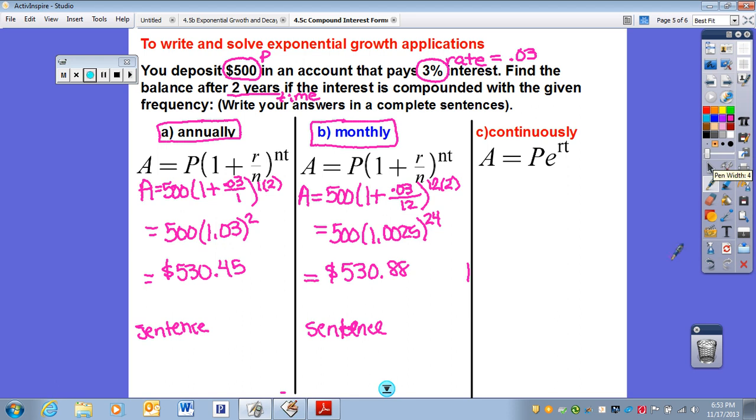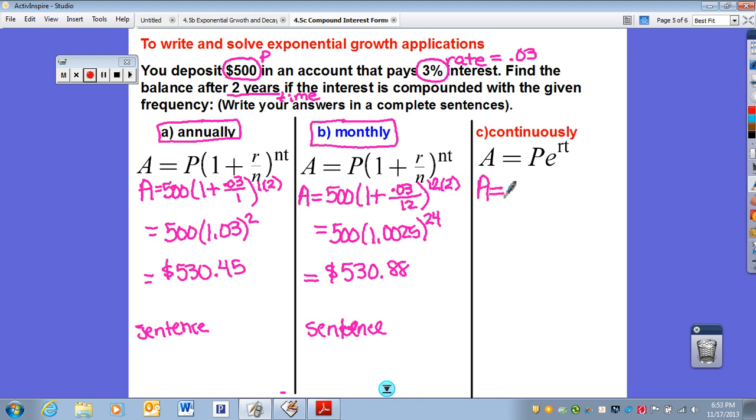Next, I want to do an example of where I'm going to compound my interest continuously. So let's plug in the information, or substitute in what we know. A equals P, our starting amount, E, which you recall can be approximated to 2.71, or just use the E button on your calculator. And then we have our rate. Our rate is 0.03 times the time, which is 2 years. So simplifying, we have 500 times E, and when we multiply these two together, we're going to get 0.06.